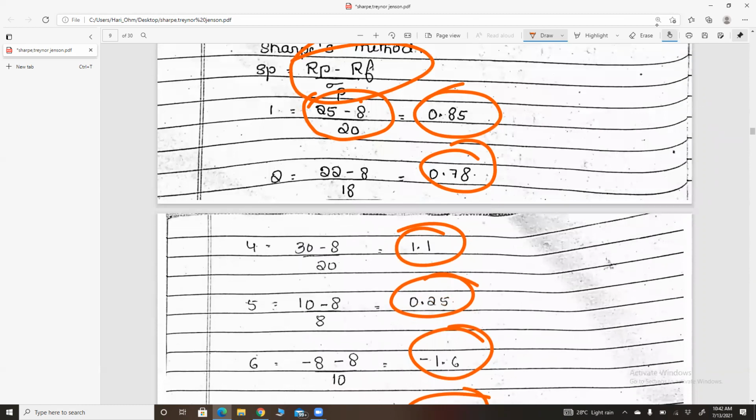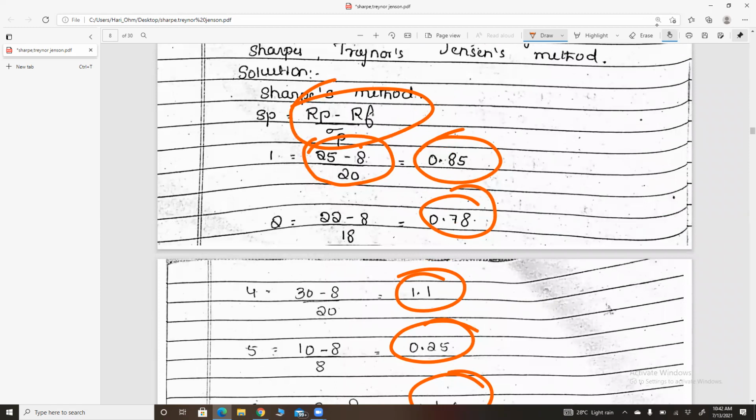Here the third one is missed. While scanning, that particular calculation is missed. Third one, you calculate that one.